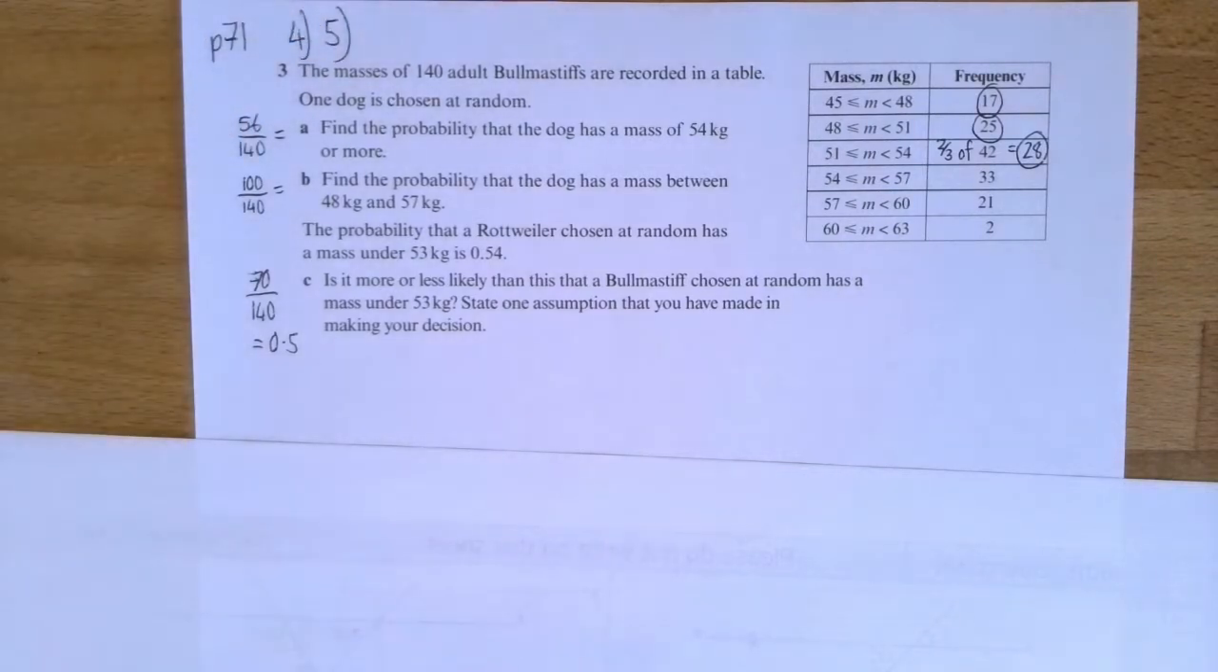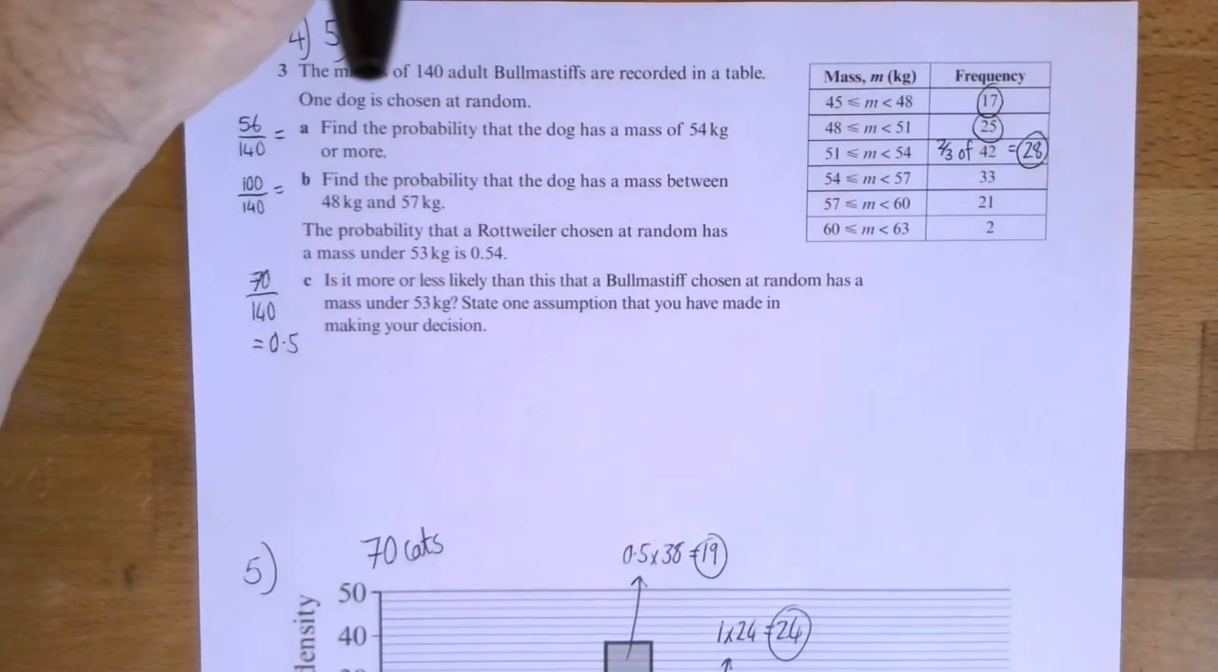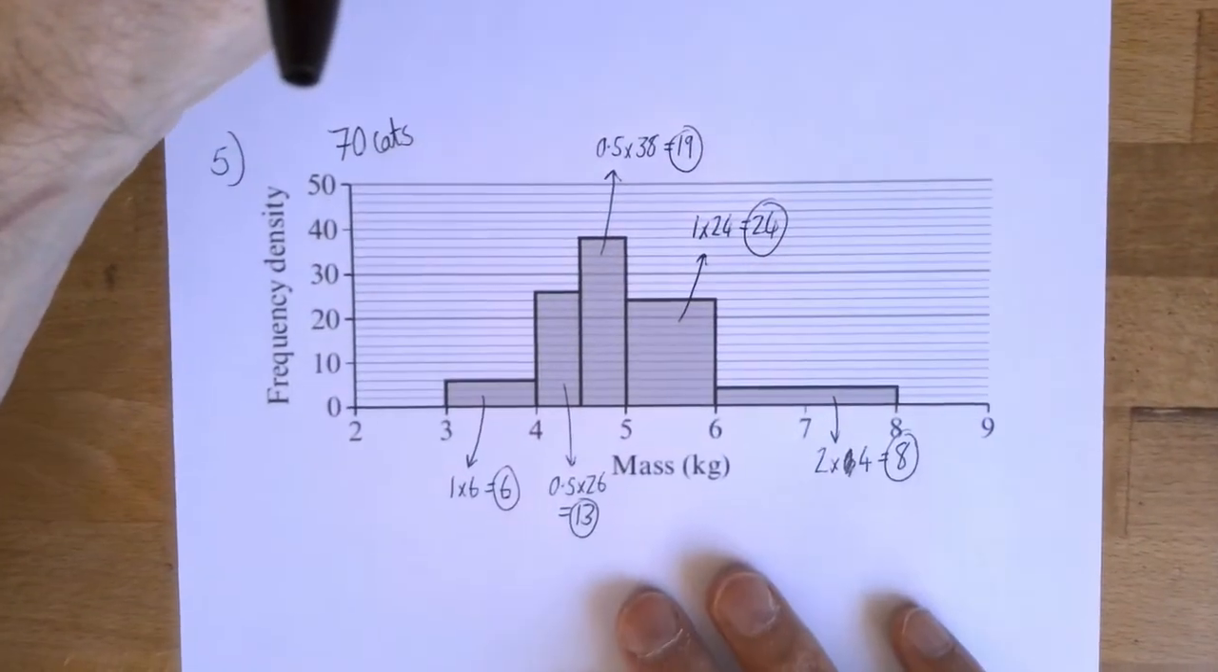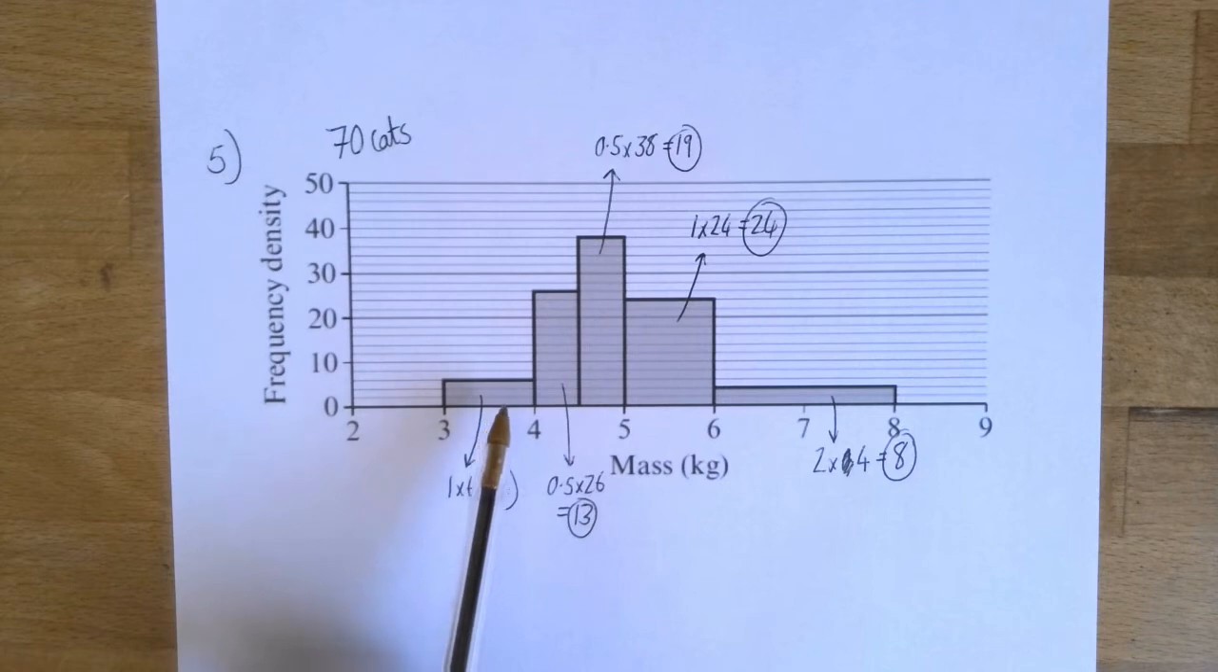Now question 5 is a histogram question. So you've got to remember for a histogram, so rather than giving you the data in a table, they're giving it to you in a histogram. You've got to remember in a histogram, the area of the bars is what tells us the frequencies. And it's not always that straightforward, is it?